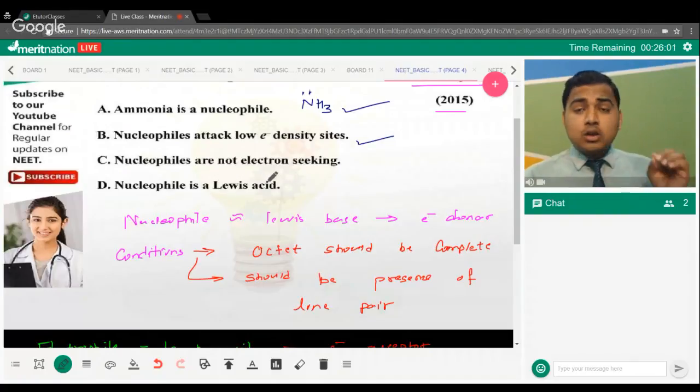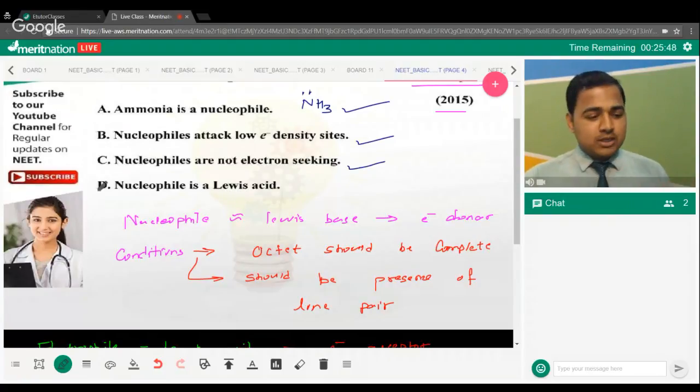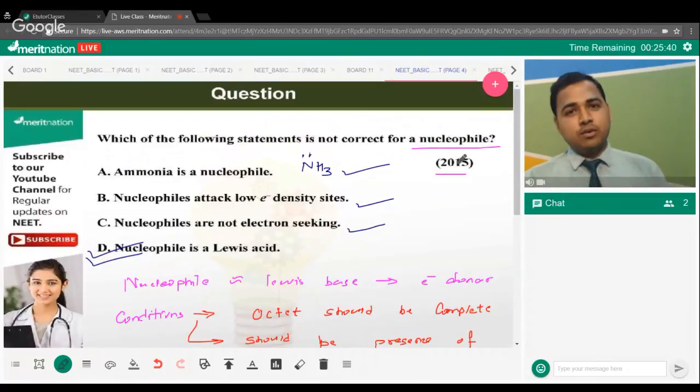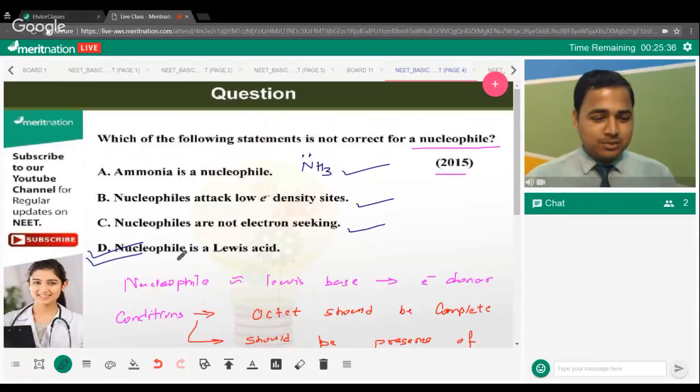Nucleophiles are not electron seeking. Definitely, they do not want electrons. They want to donate the electron. It is also true. Nucleophile is a Lewis acid. Absolutely wrong. Opposite statement. So this is our correct answer according to the question, because the question says which of the following statements is not correct for the nucleophile. So definitely a nucleophile cannot be a Lewis acid. This will be the correct answer.